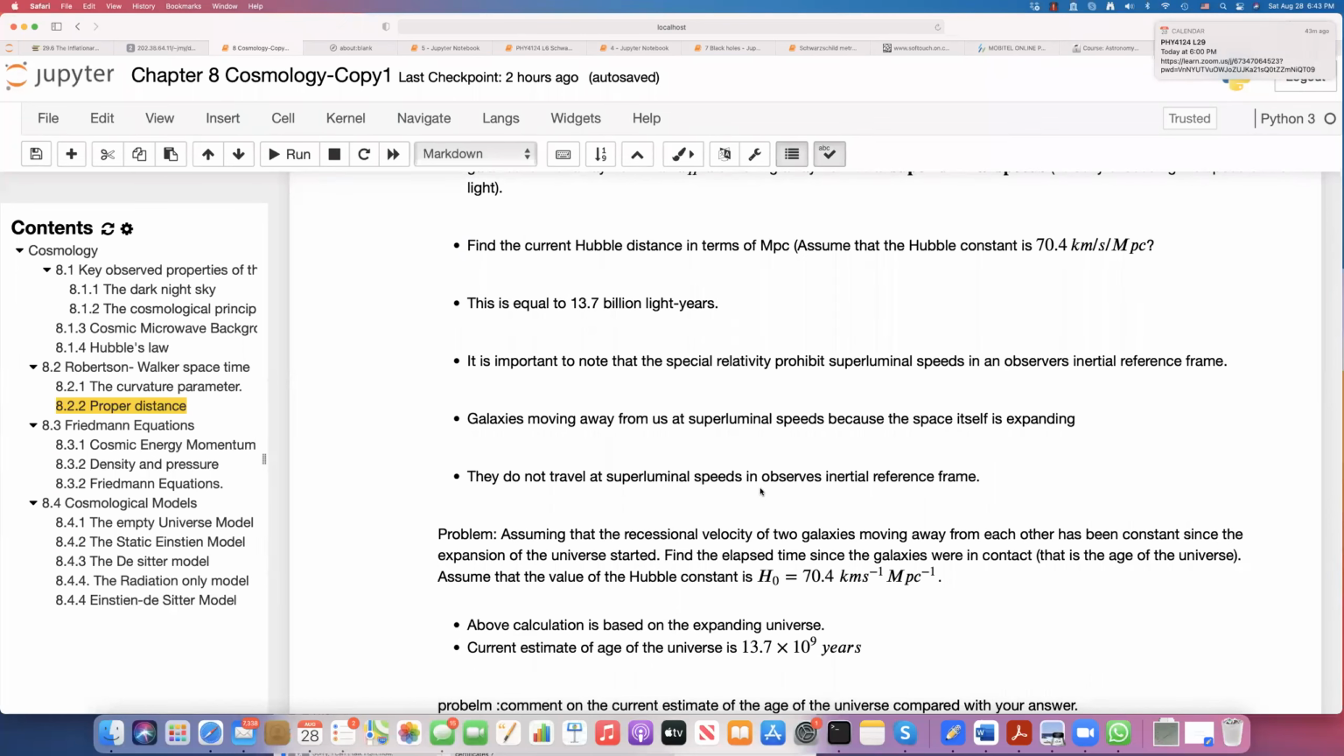It's not like something is moving away from us. It is the space itself expanding. Because of the expansion of the space, those galaxies are moving away from us. Those galaxies are on this space. So that's what actually happens, right?